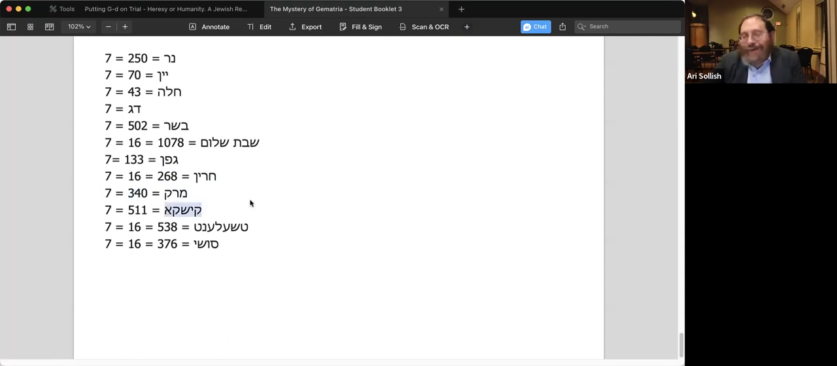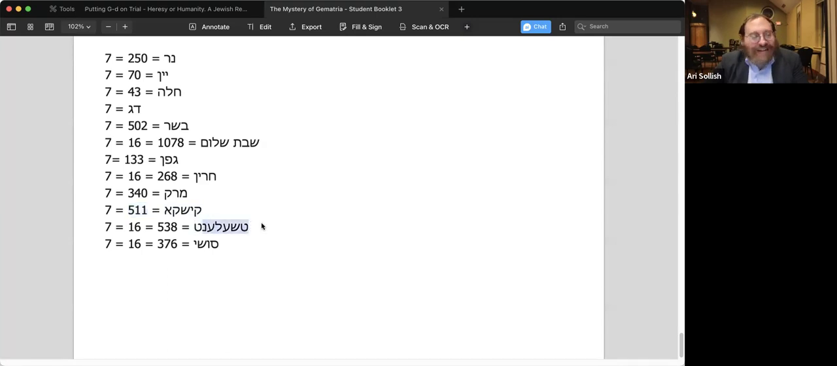Kishka. Oh, now we're taking liberties. Kishka. More than 7. Kuf is 100, Yod is 10, Shin is 300. So that's 410. Kuf is another 100, it's 510, plus Aleph is 1, 511. 5 plus 1 plus 1 equals, you guessed it, 7. But the cholesterol rating is higher than 7, right? Yeah, it is. The calories are also more than 7.